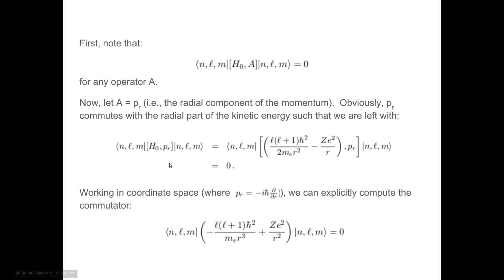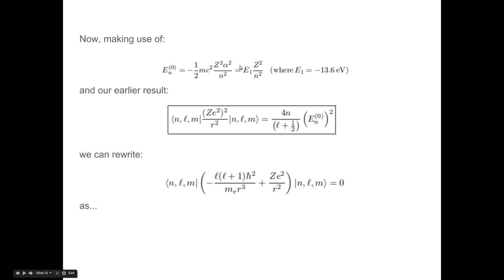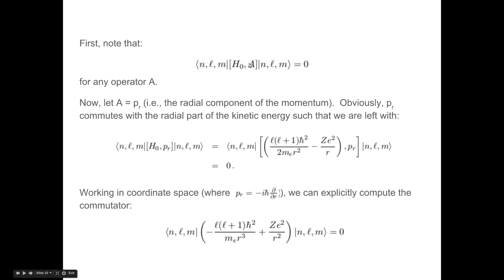The first thing we're going to note is that the expectation value of a commutator between the unperturbed Hamiltonian and some operator A, for any operator A, is going to vanish. Because we know that H is going to get hit on this side. From the first term, H is going to hit over here and give me the energy eigenvalue. From the second term, it's going to hit over here, and they're going to cancel each other out.